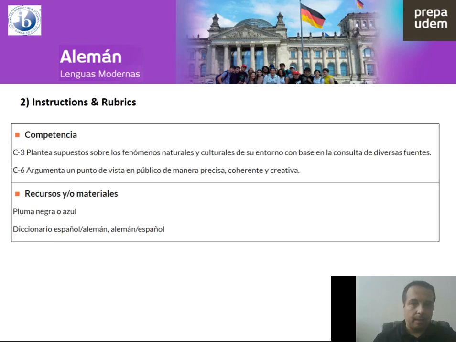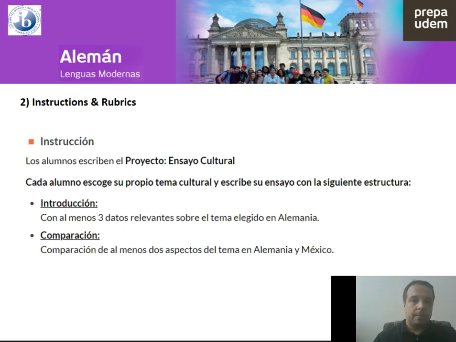Then the instructions. You can see first here the rubrics, and then you can see that you have the permission to use a German-Spanish dictionary. You can use a paper dictionary, not electronic, for writing your written assignment.